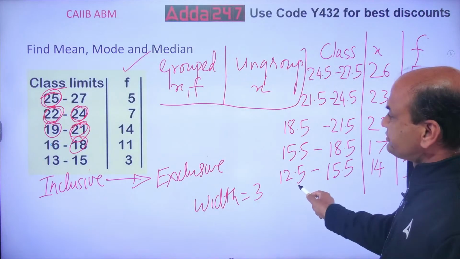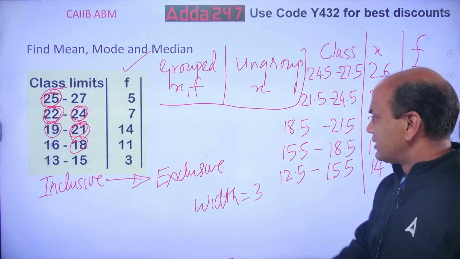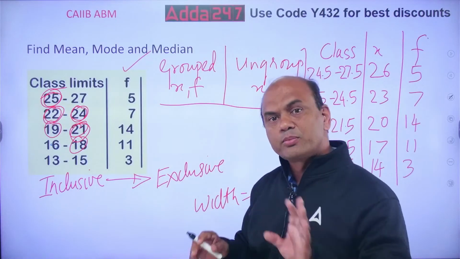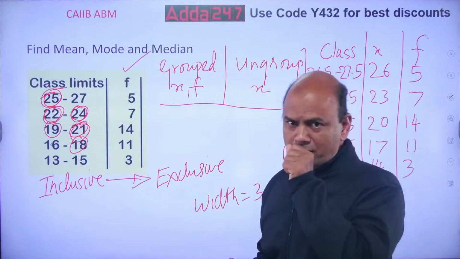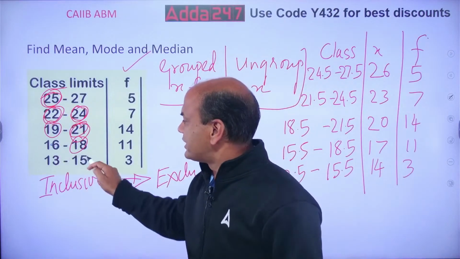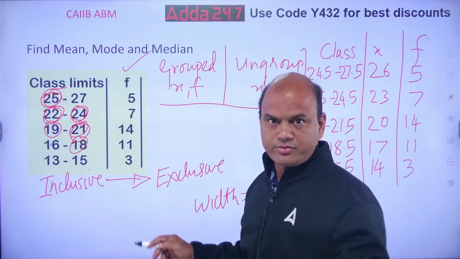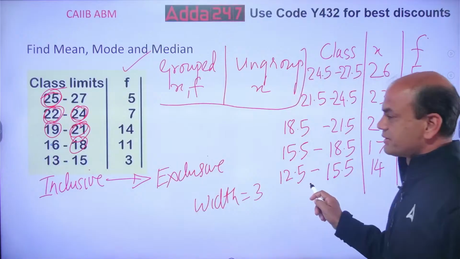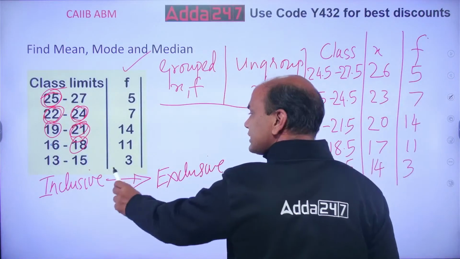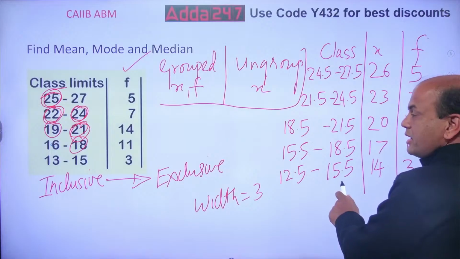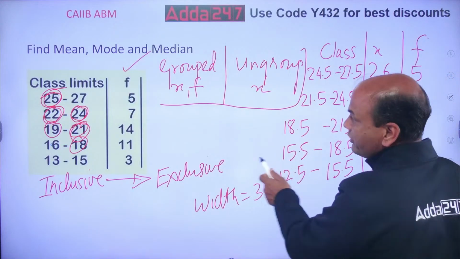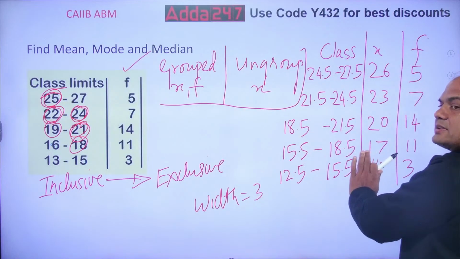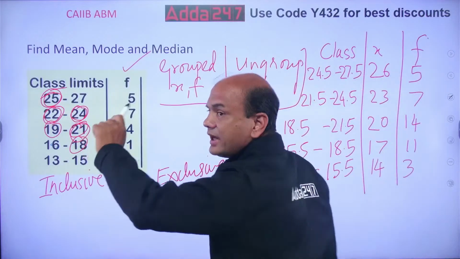Look at this. The difference between 15 and 16 is 1. So what will I do? I'll take 0.5 over here, 0.5 over there. With 1 difference, take 0.5, half. So 12.5 on this side, and 15.5 on the other side. Similarly, for 16, it is 15.5, half on the earlier side. Here 18.5, half on the later side. Then 19, 18.5.